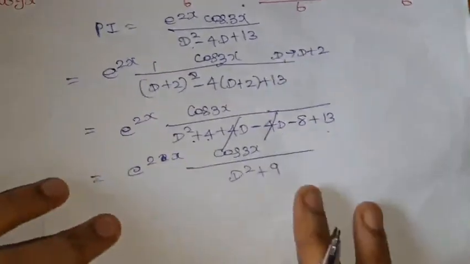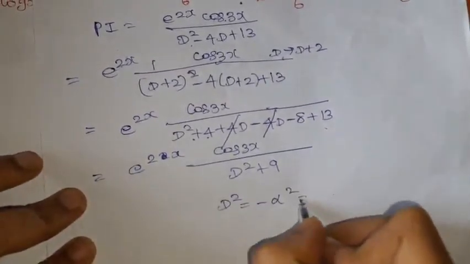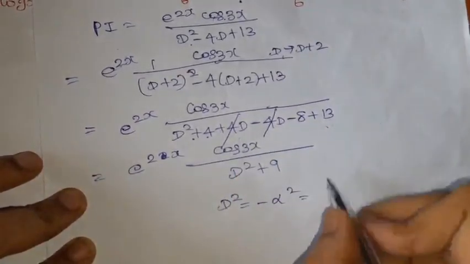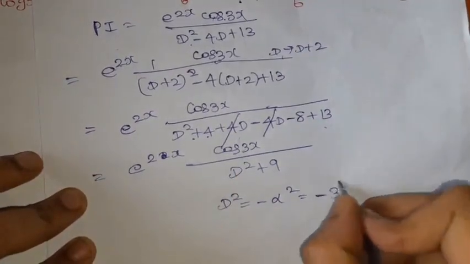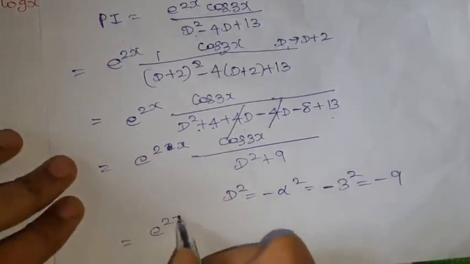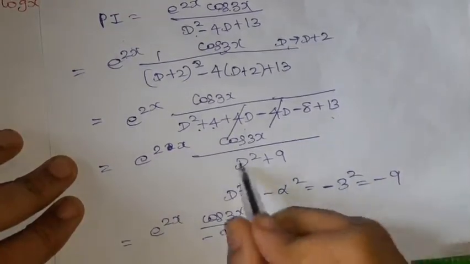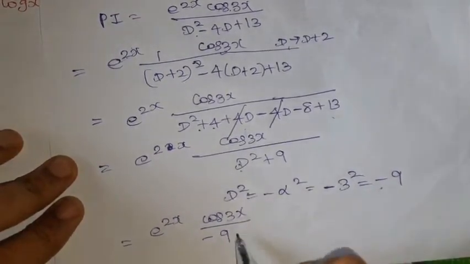Okay. Now, whenever cos function comes, what should we do? D squared equal to minus alpha squared. Here alpha equal to 3. So, minus 3 squared equal to minus 9. So, just substitute e power 2x cos 3x divided by minus 9 plus 9.